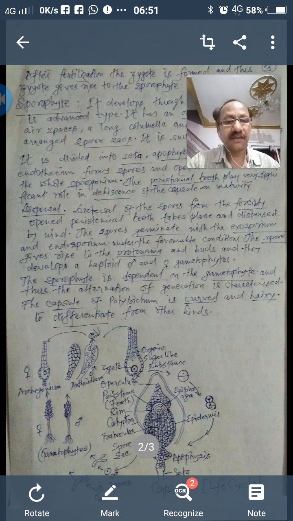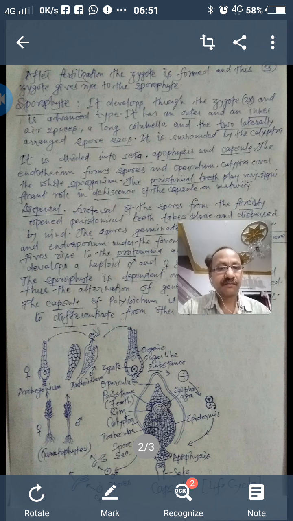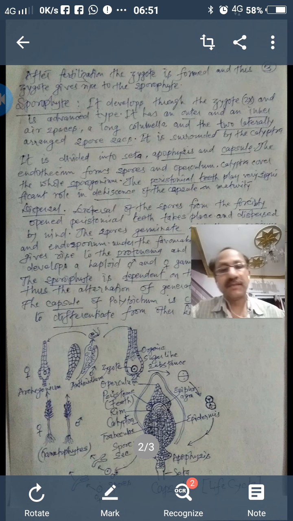After fertilization, the zygote will be formed. It usually happens in all bryophytes. What is essential is that fertilization takes place inside the archegonium, inside the venter. The zygote is formed, and this zygote gives rise to the sporophyte later on.